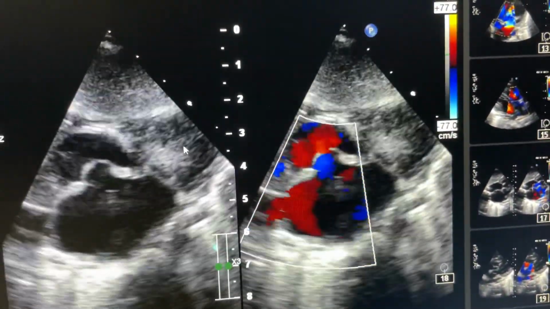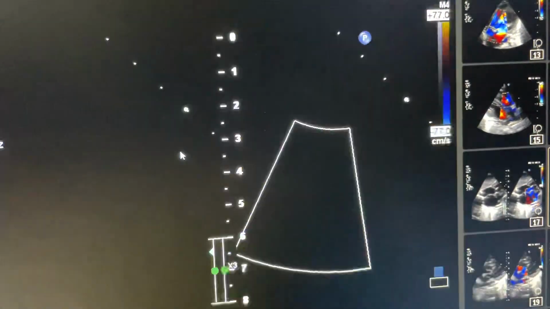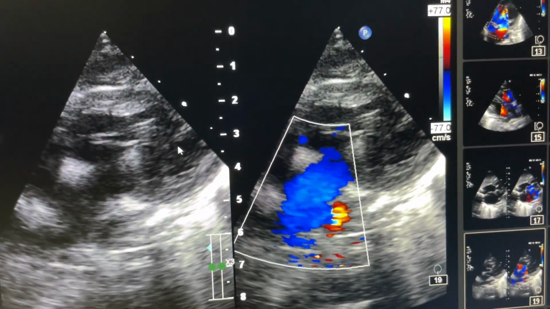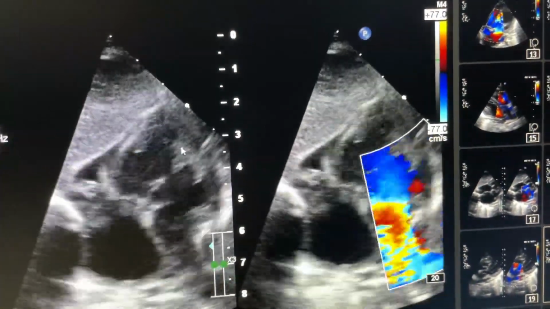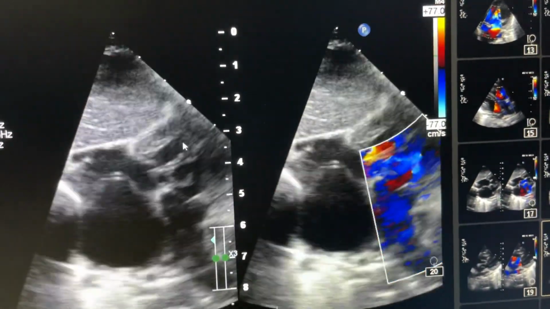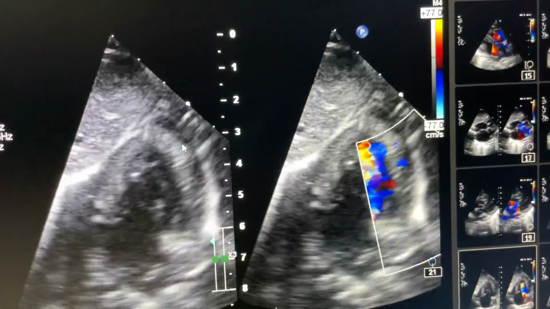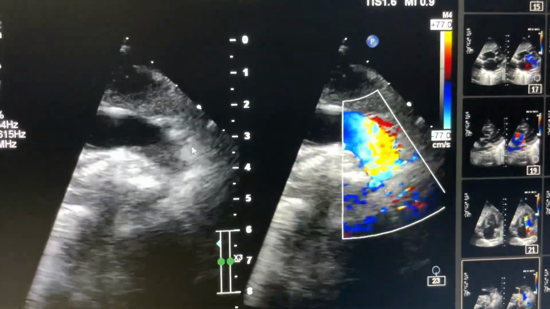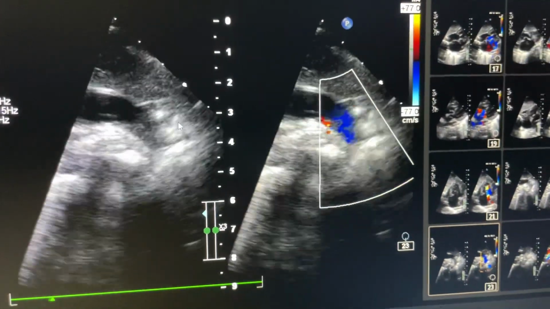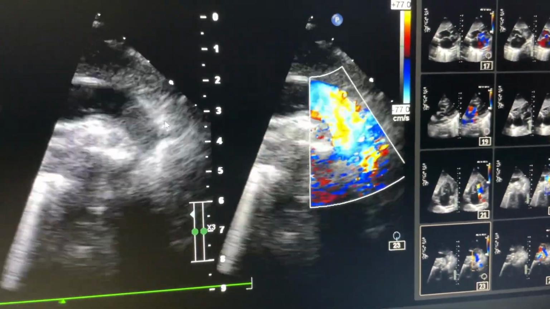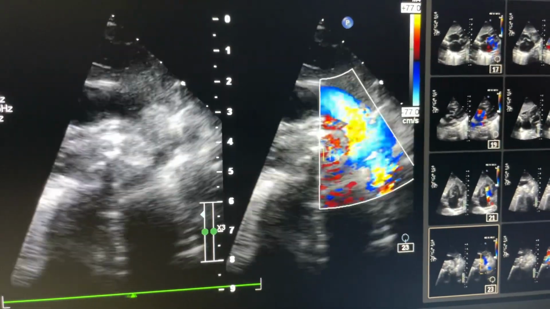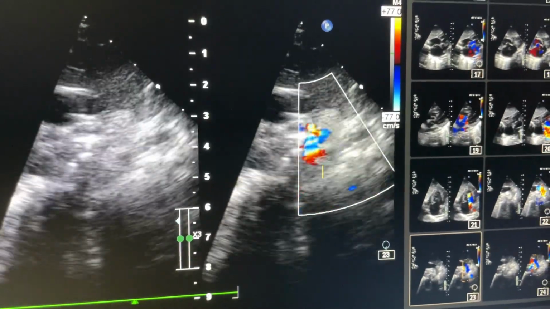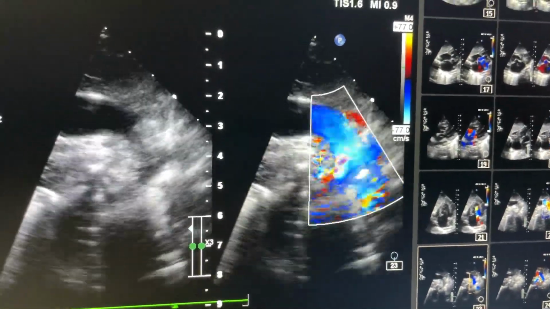Left atrium, left ventricle dilated. This is flow through the truncus, blue in color. You can see again the truncus. Now you can see through collateral. This is where the collateral is coming from the descending aorta and supplying the pulmonary artery.